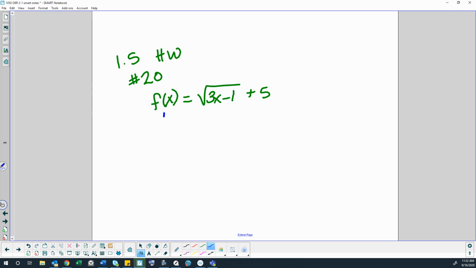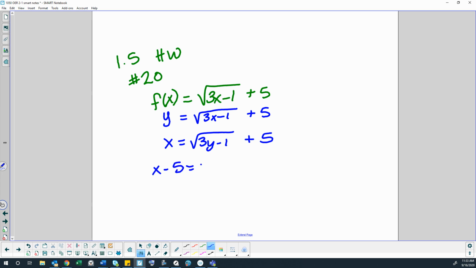So I'm changing my f of x to y. Then I'm trading x and y. And then I'm solving for y. So I'm going to move my 5 over. I'm going to square both sides.